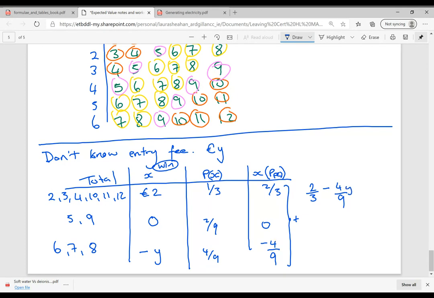If it's a fair game, and this is a really important bit for this question, it has to be equal to 0. This expected value should be 0. I neither win nor lose anything. So the person that designed the game is not up, the person that plays the game is not up. So I've got 2 over 3 is equal to 4y over 9, and by simple algebra I get that y is equal to €1.50. So a fair entry fee to this game would be €1.50, and then it would be a fair game.